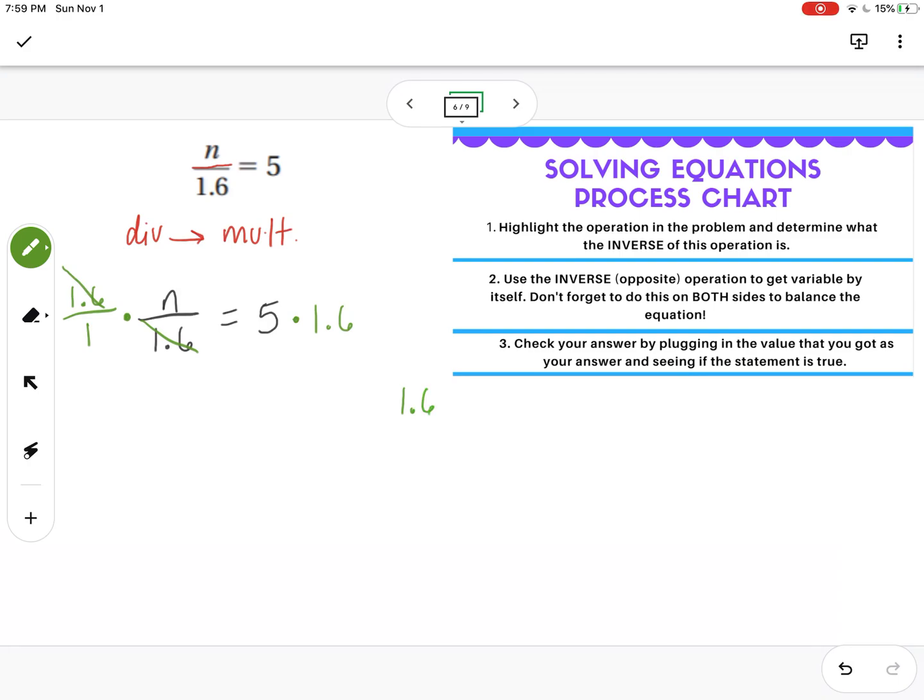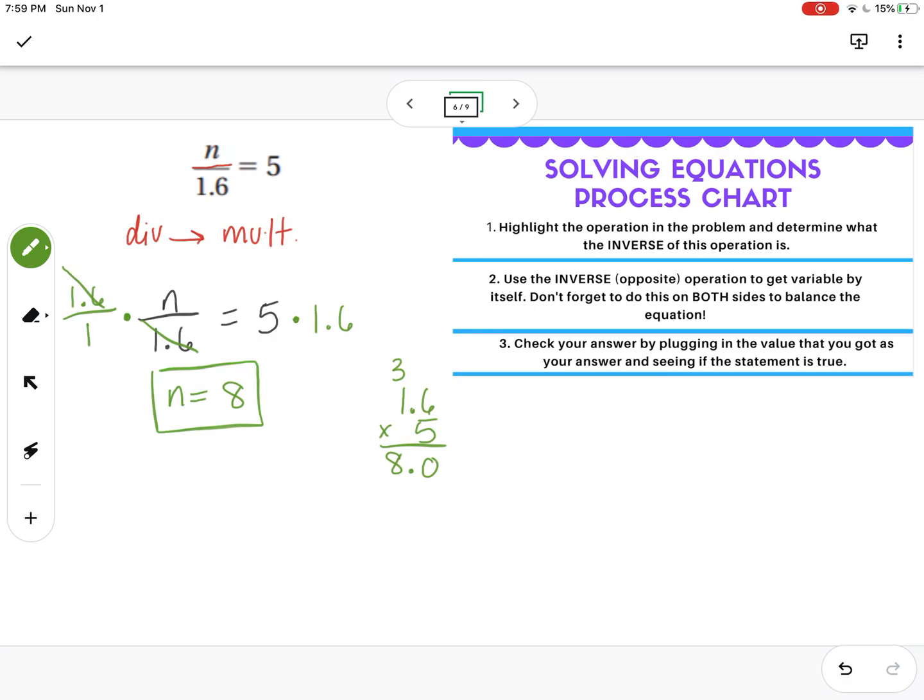So I'm going to do 1.6 times 5. 5 times 6 gives me 30. 0, carry the 3. 5 times 1 gives me 5, 6, 7, 8. That would give me 8.0, which means that n equals 8.